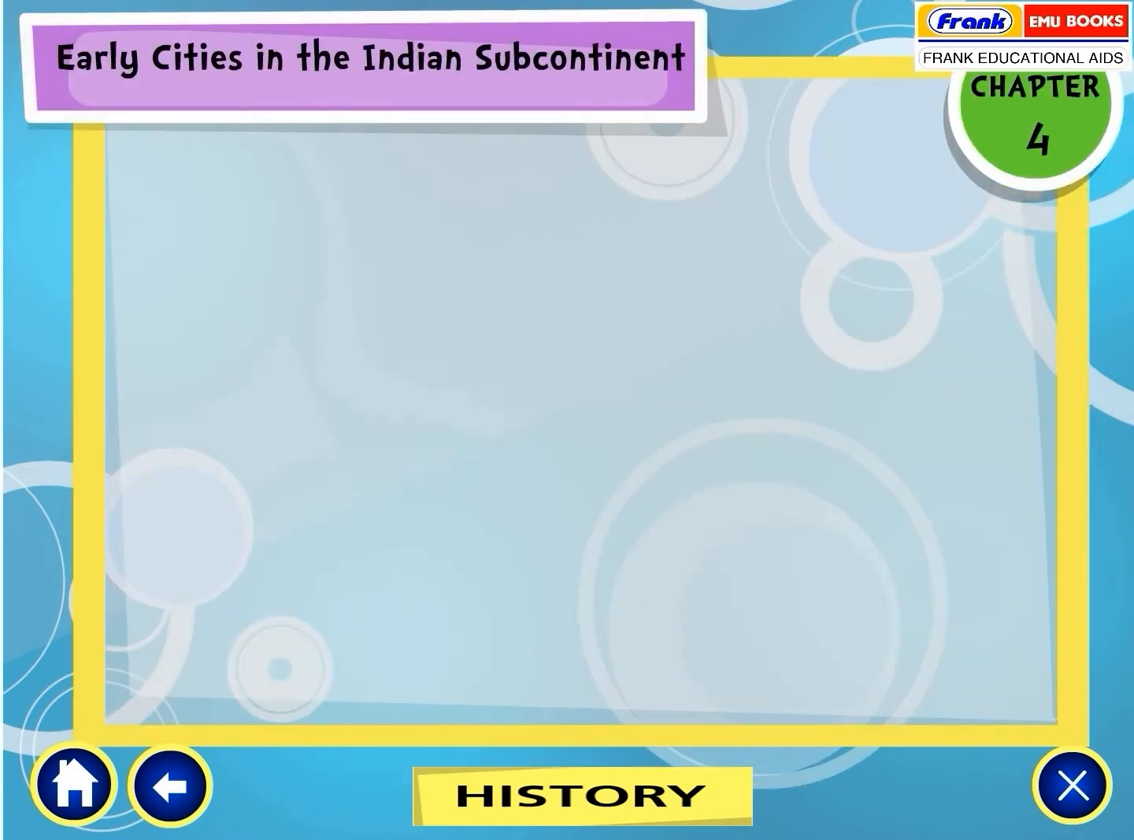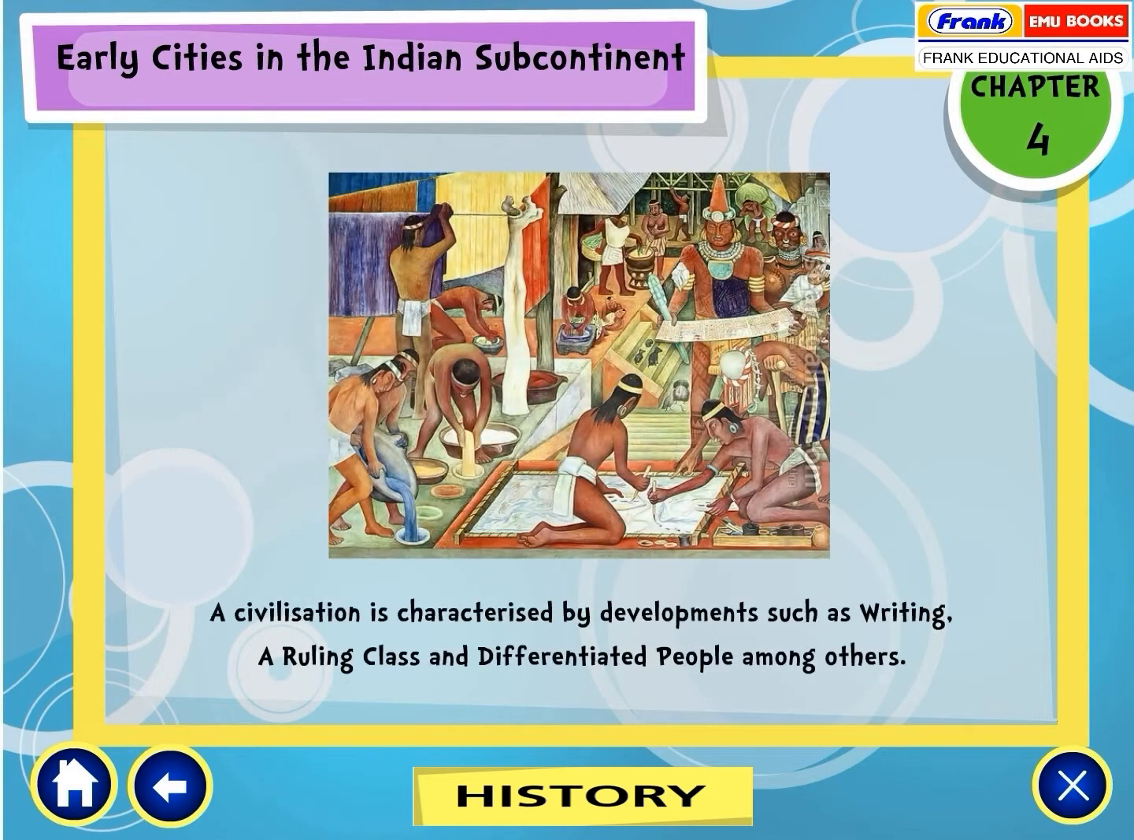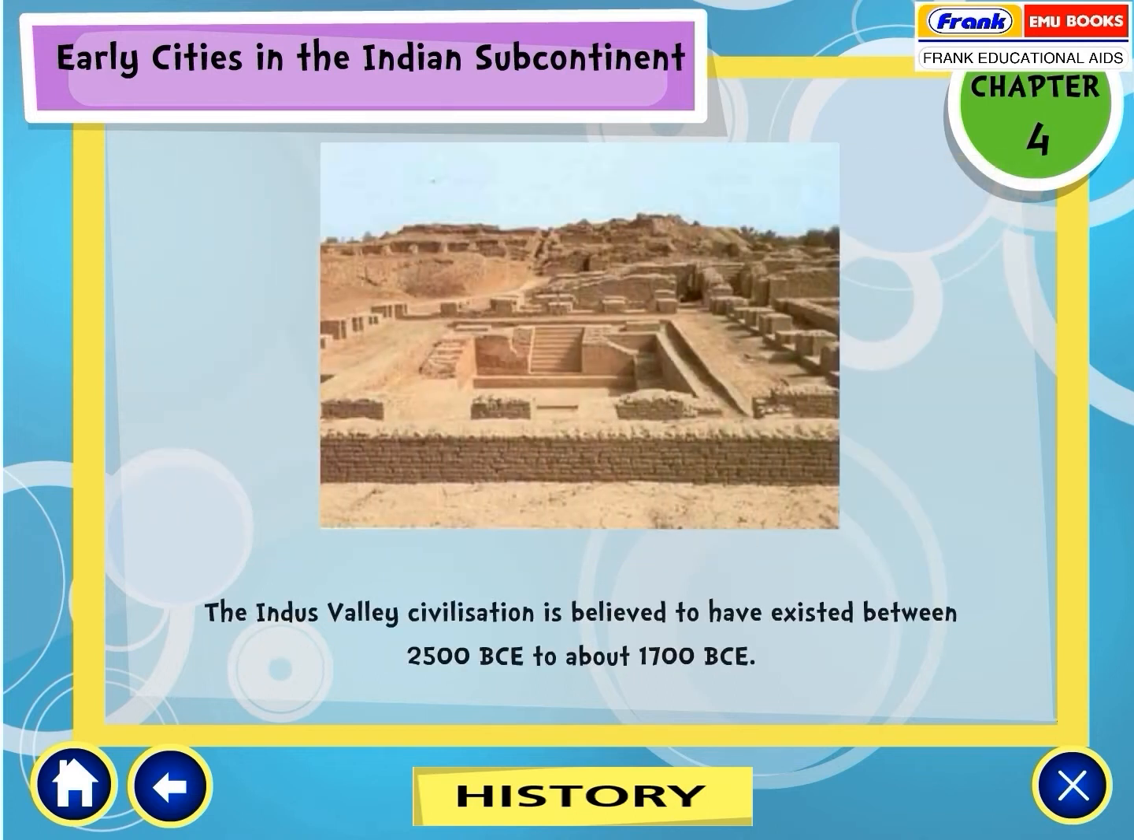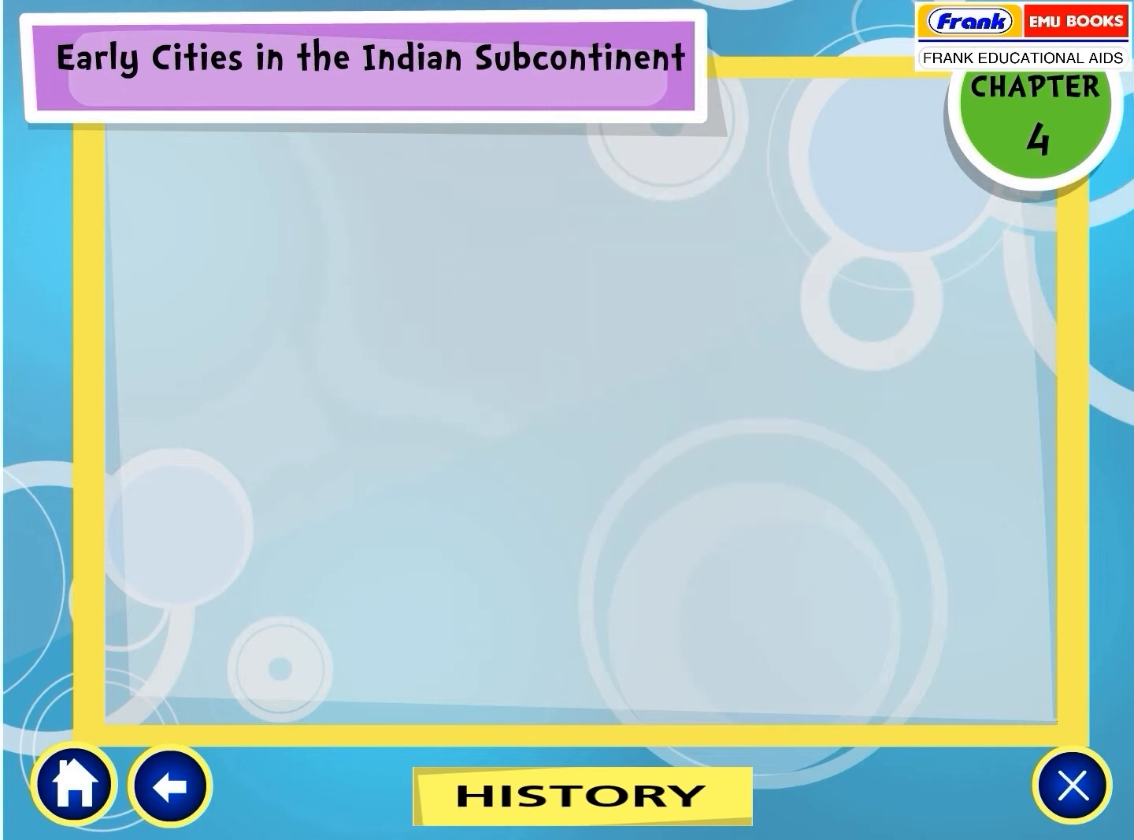Early cities in the Indian subcontinent. A civilization is characterized by developments such as writing, a ruling class, and differentiated people among others. The earliest civilizations of the world flourished in river valleys around 5000 BCE, of which the Indus Valley Civilization is one. The Indus Valley Civilization is believed to have existed between 2500 BCE to about 1700 BCE.